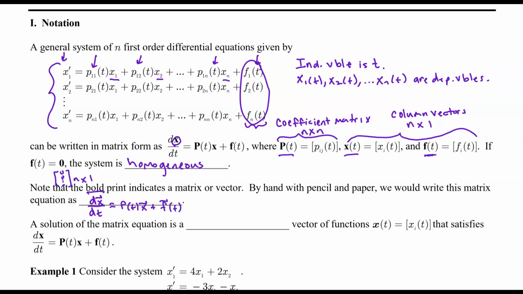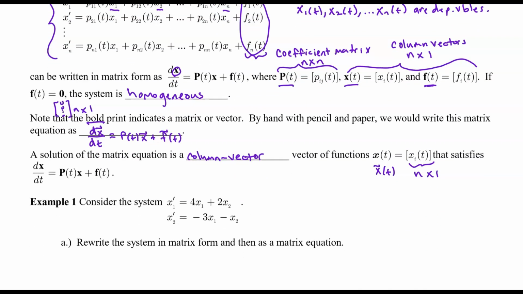A solution of the matrix equation is a column vector of functions. Notice the bold print here, that would be x(t) by hand. This is a column vector, n rows and 1 column, that satisfies the matrix equation. So our solution, we have previously expressed it as an n-tuple of solutions. Now we're going to look at it as a column vector of solutions.